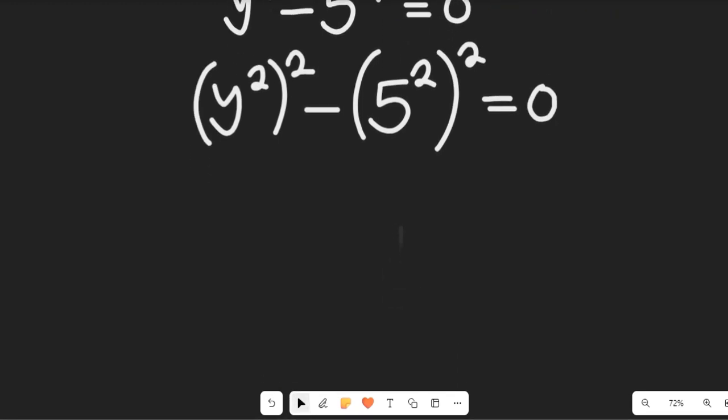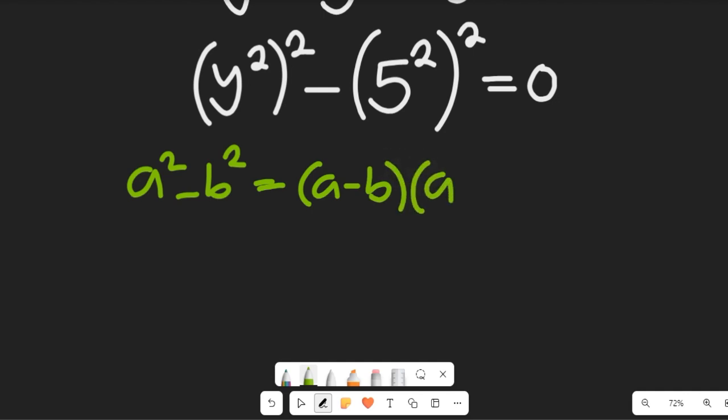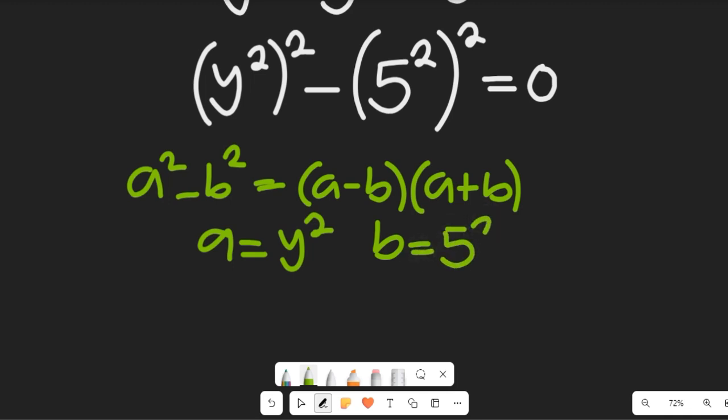Now, this way, we can simplify them using an algebraic expression. Now, recall this algebraic expression: if we have a squared minus b squared, this can be equal to a minus b multiplied by a plus b. And that's the difference of two squares. Now, from this expression, you see that our a is equal to y squared, and our b is equal to 5 squared.